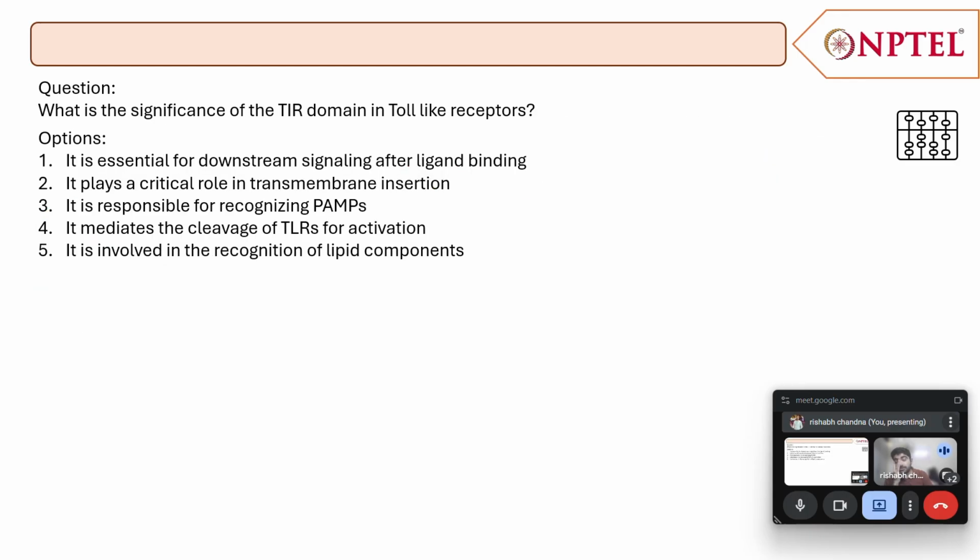What is the significance of the TIR domain in toll-like receptors? So what can be the correct answer?